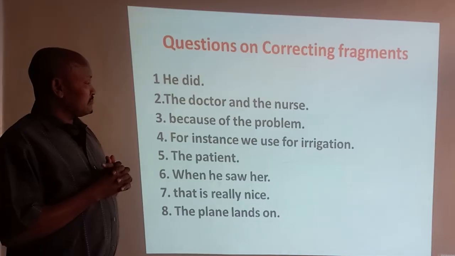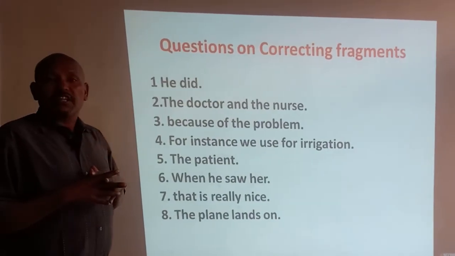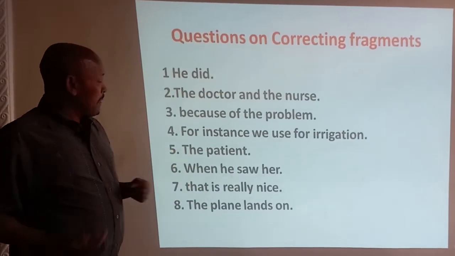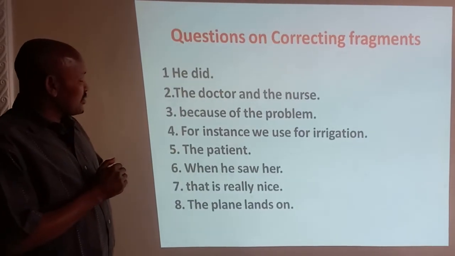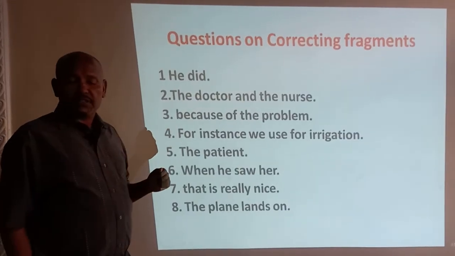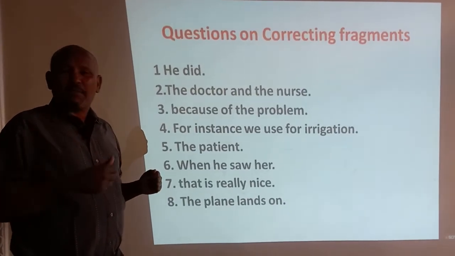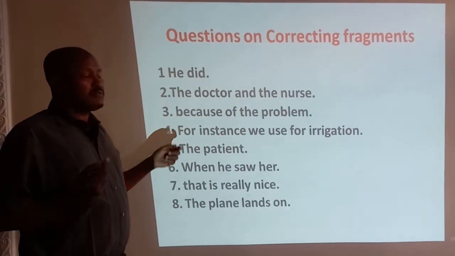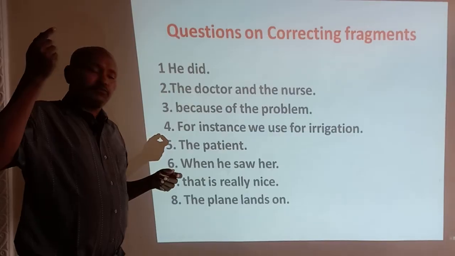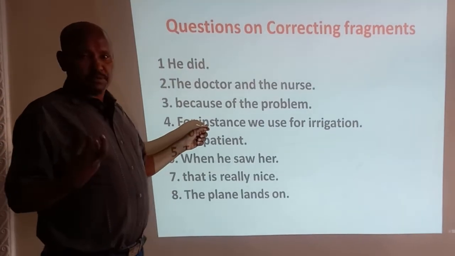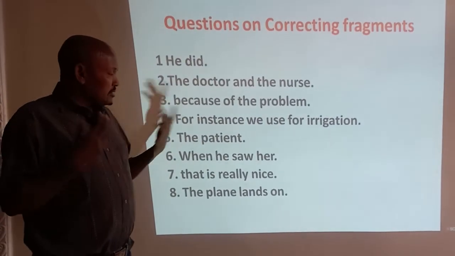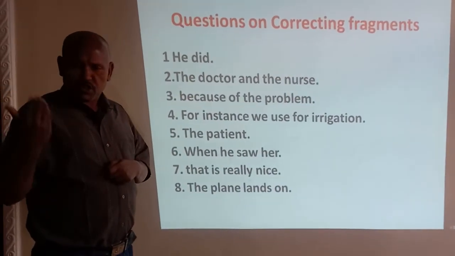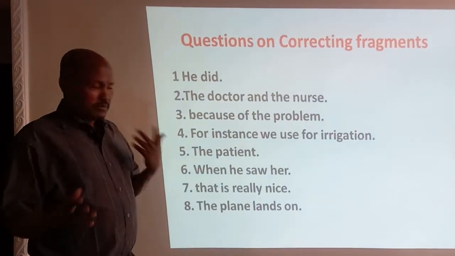Because of the problem. It begins with a reason clause, and no main clause is written, so it's a kind of fragment. For instance, we use for irrigation, examples are given, but to which sentence is this example needed? I don't know. Nothing is written here. So we can give a sentence which is followed by these examples. The patient, then the patient what? The subject here. What does the patient do? This is wrong. This is a fragment also.